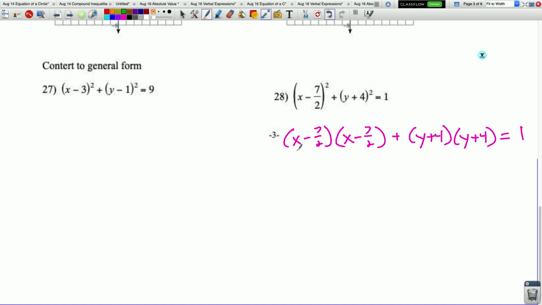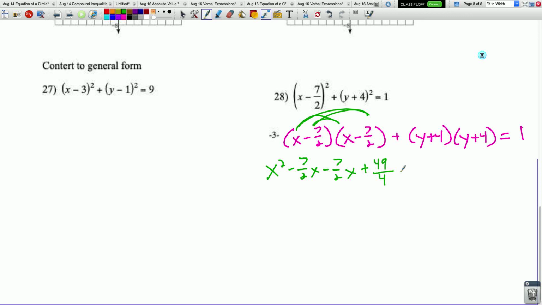When I have a binomial multiplied by a binomial, I need to FOIL to correctly distribute that. So first, outside, inside, last. X squared, when I multiply my first terms, minus 7/2 x minus 7/2 x. -7/2 times -7/2 becomes a positive, not 14, 49 fourths, because we multiply the tops of the fractions and then we multiply the bottoms of the fractions. That's 49 over 4.